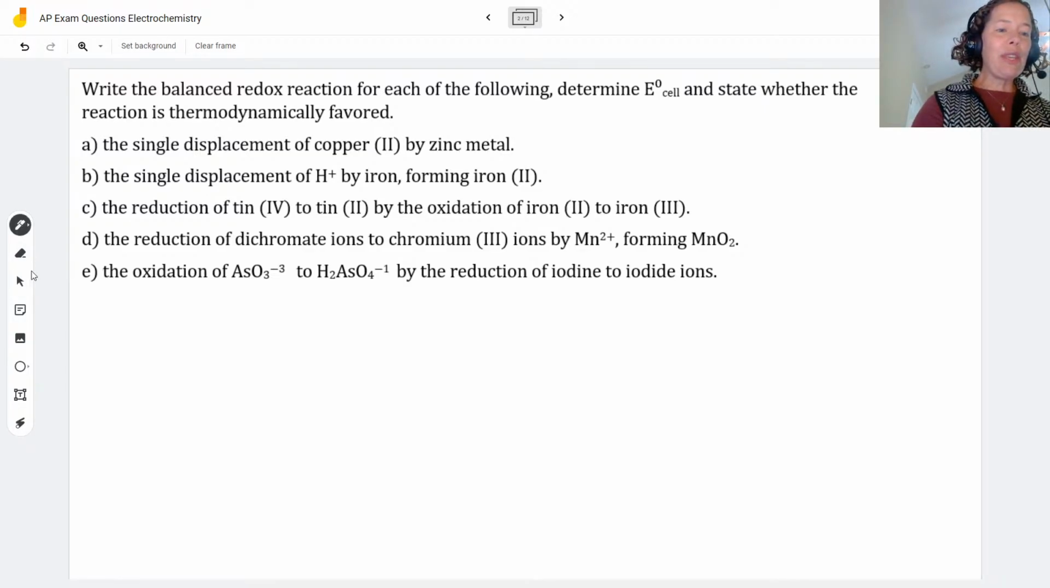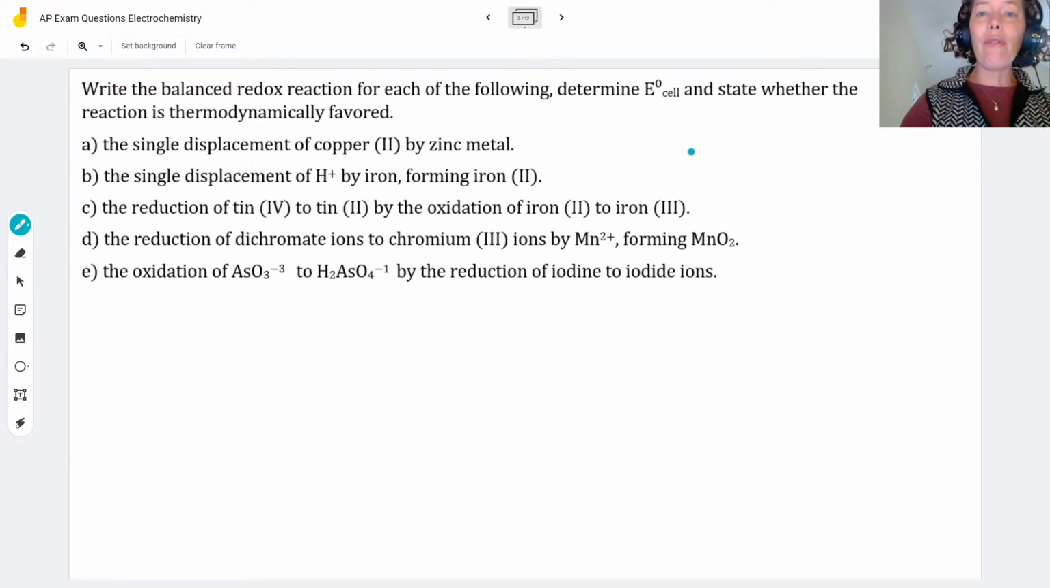All right, so this first question is actually part of what's going to be a series of questions, and that'll make sense once we get a little farther in. But this one says, write the balanced redox reaction for each of the following. So we've got A through E, and we're going to determine Ecell, and we're going to state whether the reaction is thermodynamically favored or not. So the real crux of this problem is, of course, calculating Ecell.